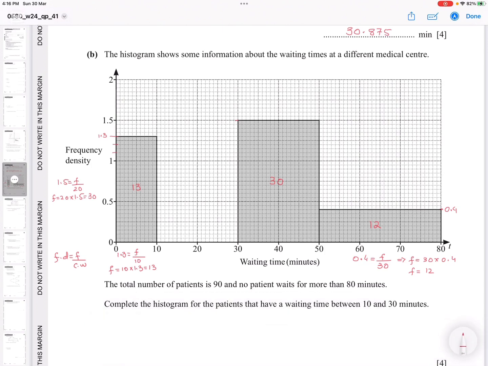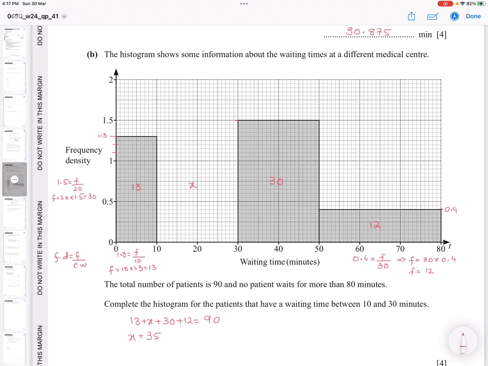Now, as we know the total number of patients is 90, we call the frequency of the class from 10 to 30 x. So 13 plus x plus 30 plus 12 is equal to 90, and from here your value of x is 35.